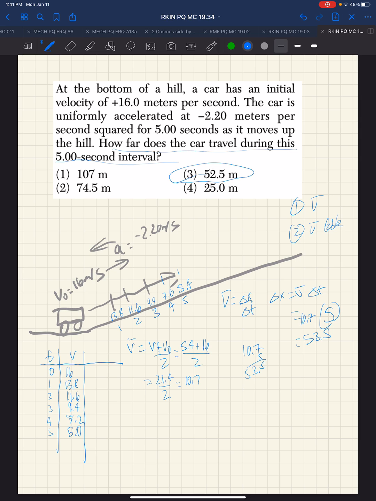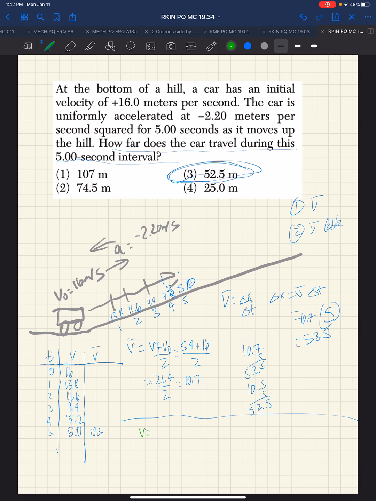So we can see we made a quick mistake here in our math. And then our average velocity, which we only need for the entire thing, is going to be 16 plus 5 is 21, divided by 2 is 10.5. And then 10.5 times 5 is 52.5. So it is 52.5. We could use a third technique to do this.